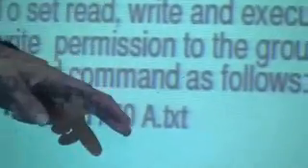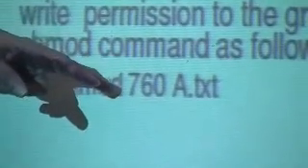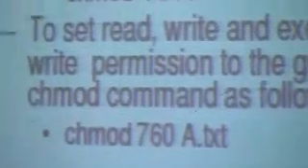Any questions? There could be a small question like this. Can you repeat one more time the 760? For 760, the first integer always represents the user, the owner. The second integer represents the group, and the third one represents others. Each one is 3 bits. So if you want to set read, write, execute for the owner, set all three bits to 1.